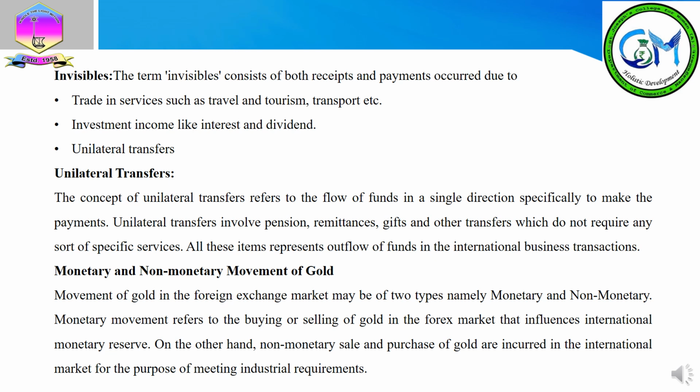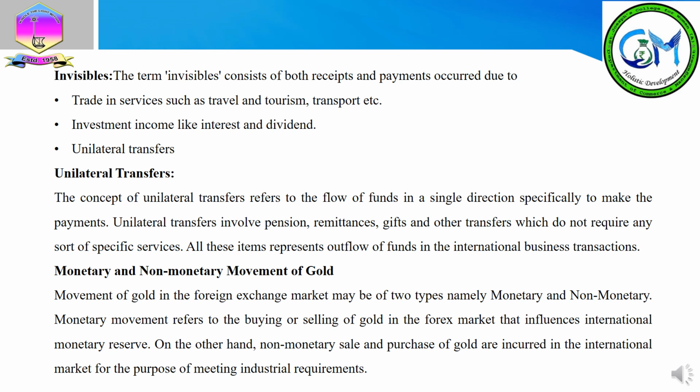Unilateral transfers involve pensions, remittances and gifts. Whenever you give something at the time of natural calamities, you give some gift amount to another country, and we call that a unilateral transfer. That cannot be returned back to your country. So these remittances and gifts come under unilateral transfers. All these items represent the outflow of funds in international business transactions. Only outflow, not inflow.